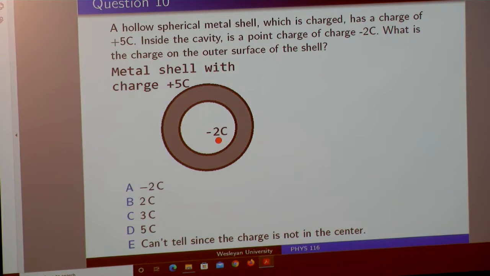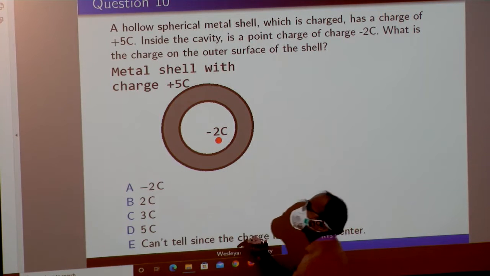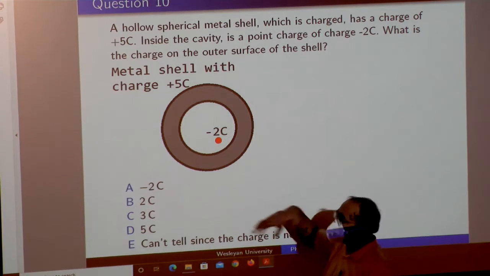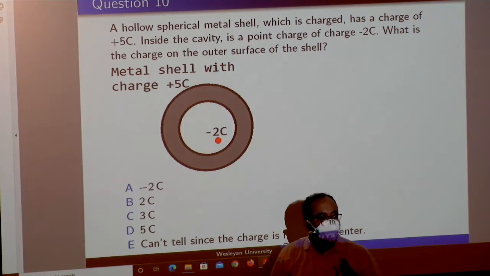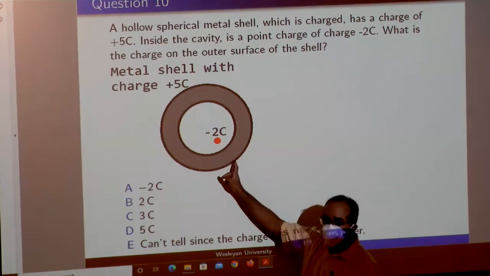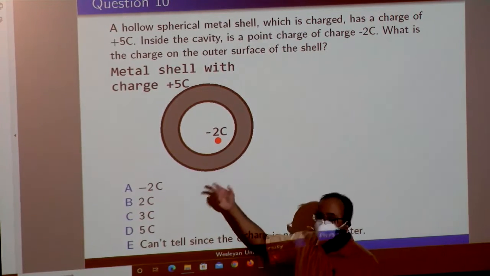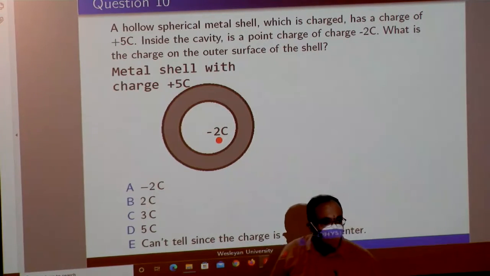All right, yes, it is C. And so Cyrus asked, where did the rest of the charge of the +5 go? We know that for conductors, the charges have to be on the surfaces. So it either was on the inner surface or the outer surface. We know how much is on the inner surface. We know it's +2. So the remaining +3 has to be on the outer surface.